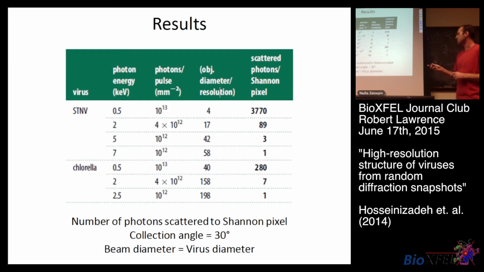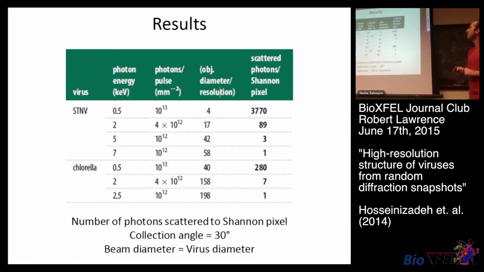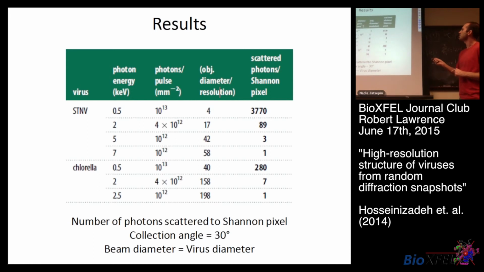So they did different photon energies from 0.5 to 7 keV, at least for the satellite tobacco or satellite mosaic virus. And this is the number of photons that they were able to get. Of course, the lower the energy, the more photons per Shannon pixel. And they did this at a collection angle of 30 degrees, and they used a beam diameter that was equal to the diameter of the virus.